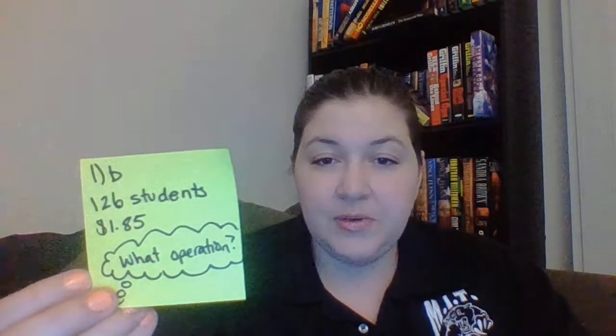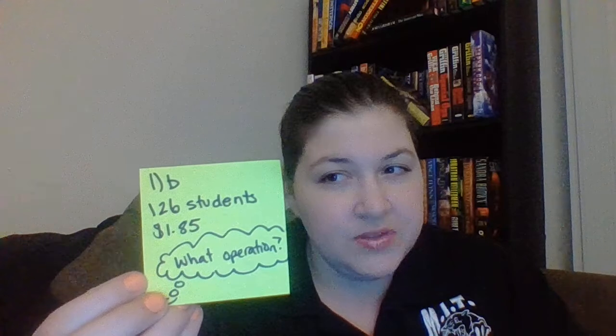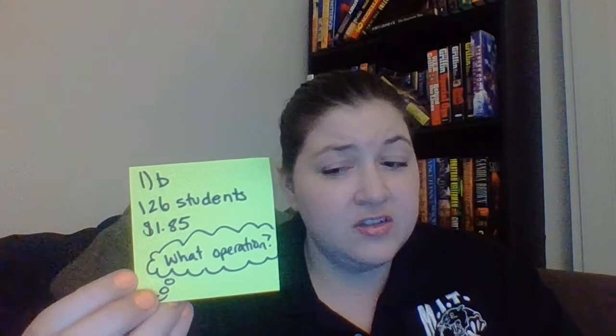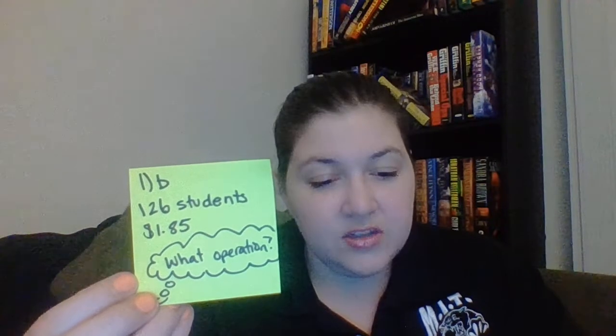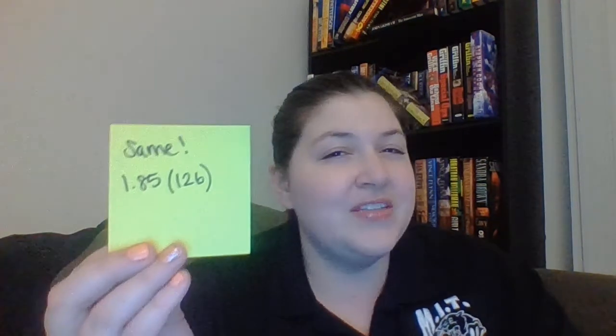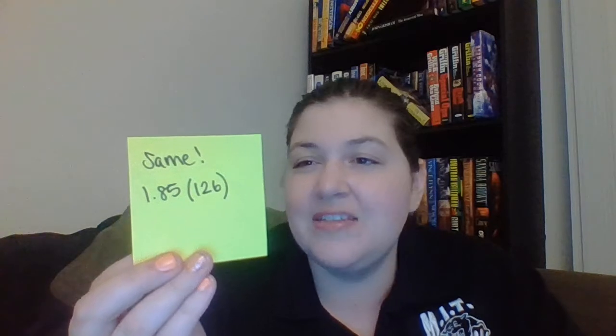Let's try B. 126 students purchase a school lunch. Okay, so again I have to think, what operation am I using? I know it's 126 kids. I know it's $1.85 for each lunch. For each lunch. That's a key word for me. I know it's, again, multiplication. Notice how I use those parentheses. I like the parentheses. When I've got a decimal number, it's hard to see the dot different from a decimal. That's why I like the parentheses.